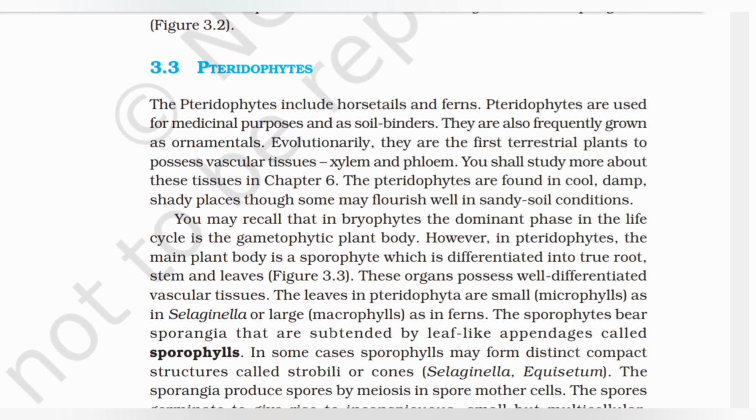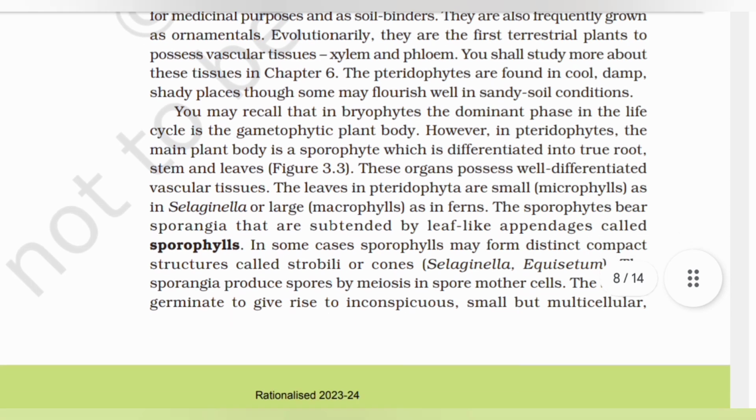You may recall that in bryophytes the dominant phase in the life cycle is the gametophyte plant body. However, in pteridophytes the main plant body is a sporophyte, which is differentiated into true root, stem and leaves. These organs possess well-differentiated vascular tissue. The leaves in pteridophytes are small as in Selaginella or large as in ferns. The sporophyte bears sporangia that are subtended by leaf-like appendages called sporophylls. In some cases, sporophylls may form distinct compact structures called strobili or cones. The sporangia produce spores by meiosis in spore mother cells.